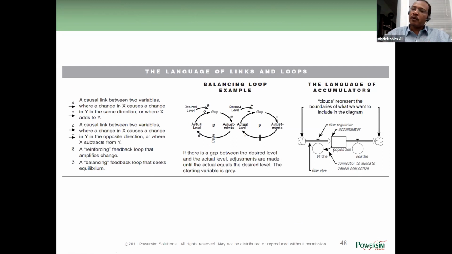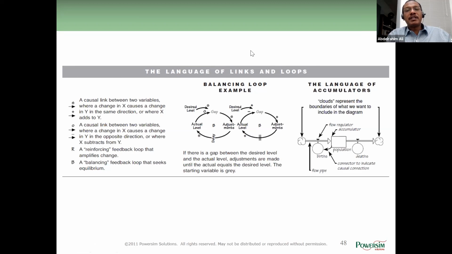If you have more of this, it will decrease the outcome. With the other one, the same direction, if you have more of this, it will increase the outcome. Then the R and B, which are the reinforcing feedback loop and the balancing feedback loop.